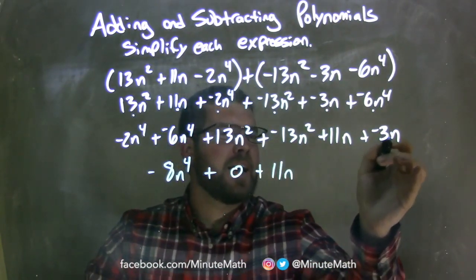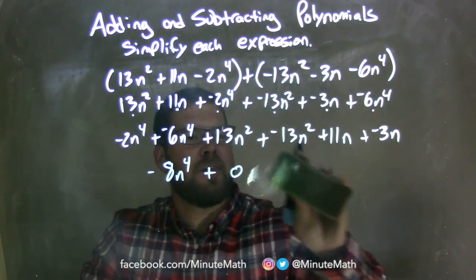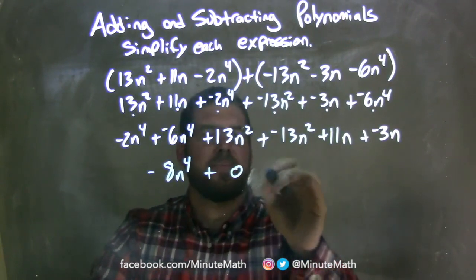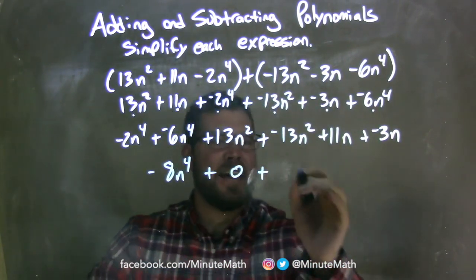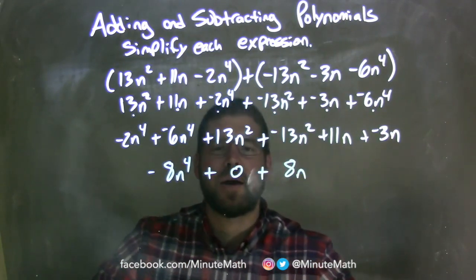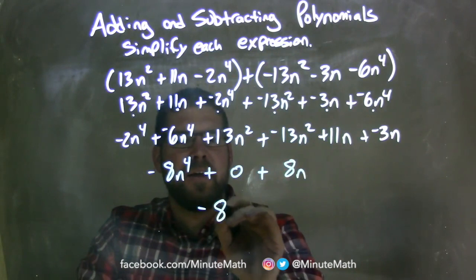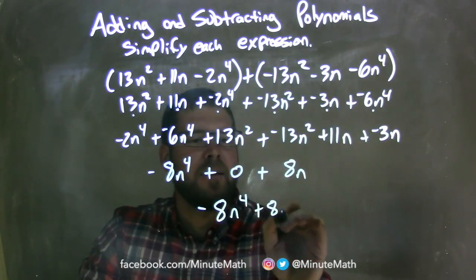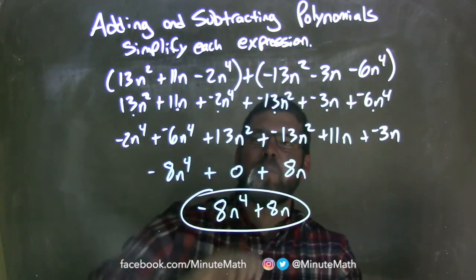Then we have plus 11n. And then adding a negative, I always do that. Not just plus a negative 11n, we combine it with a negative 3n. So 11n plus a negative 3n comes out to be 8n. Okay, now we don't need the plus 0 in the middle. So we're going to rewrite this to be negative 8n to the fourth plus 8n. And there we have it. We have our final answer, negative 8n to the fourth plus an 8n.